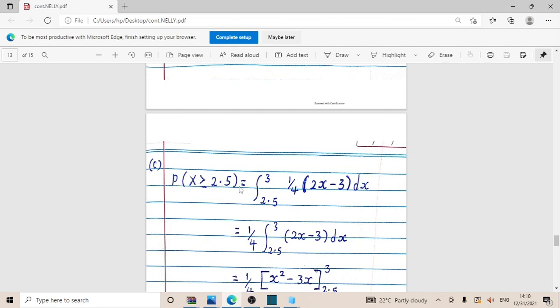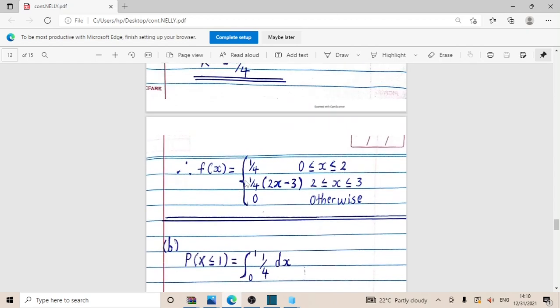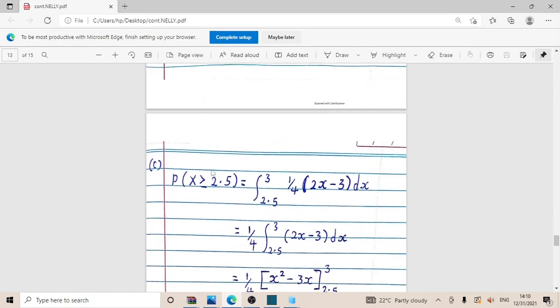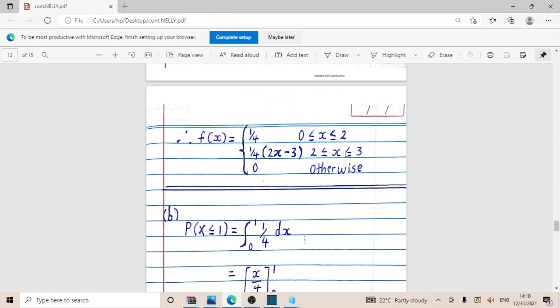After doing that, when it comes to the probability of x greater than or equal to 2.5, I'll go back to my function and ask myself where greater than or equal to 2.5 lies. It will lie within this. So you'll find 2.5 lying within this, meaning it will require me to take this 1 out of 4 brackets 2x minus 3 brackets.